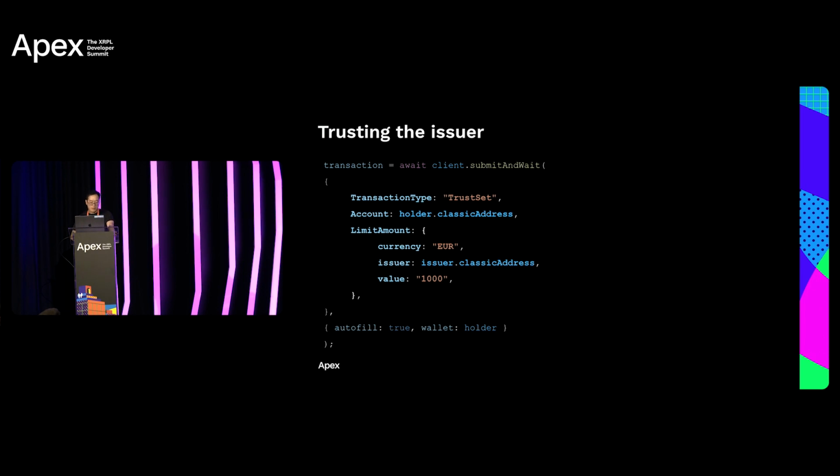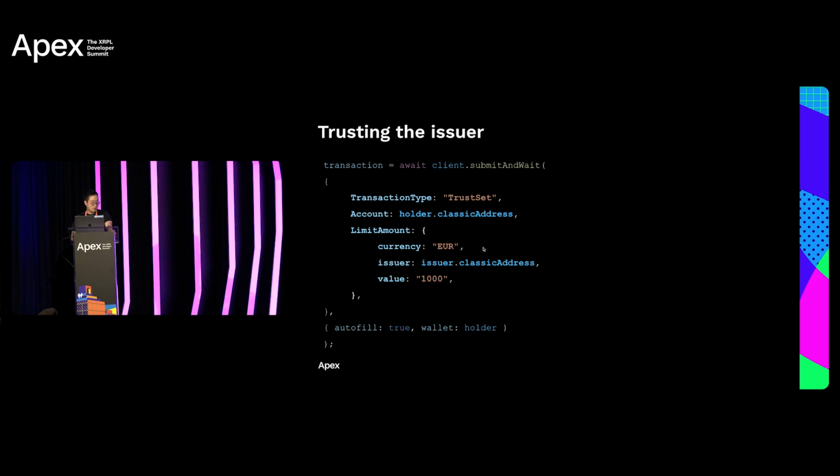The next step is something that the holder needs to do from their side, which is to trust the issuer. This is essentially setting up the fungible token, so it's nothing new here. And the holder will be submitting this TrustSet transaction.